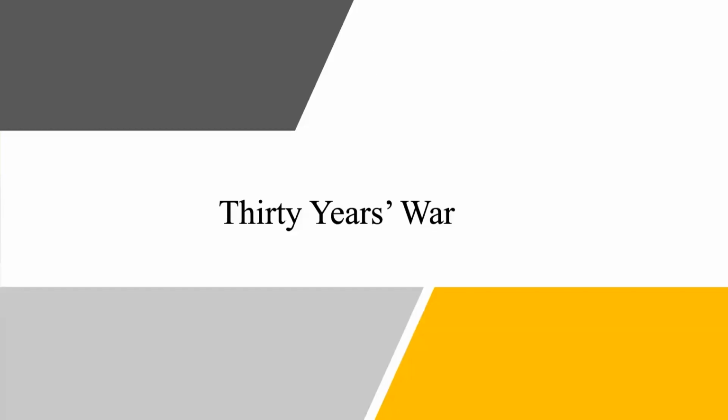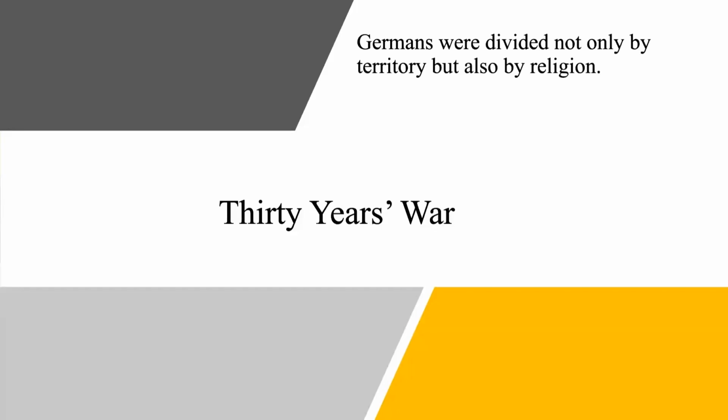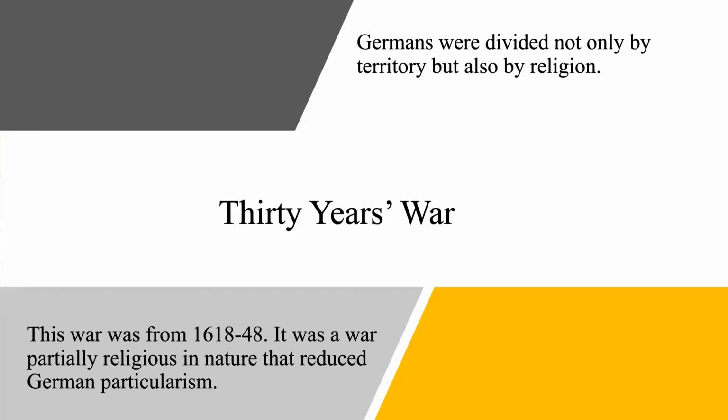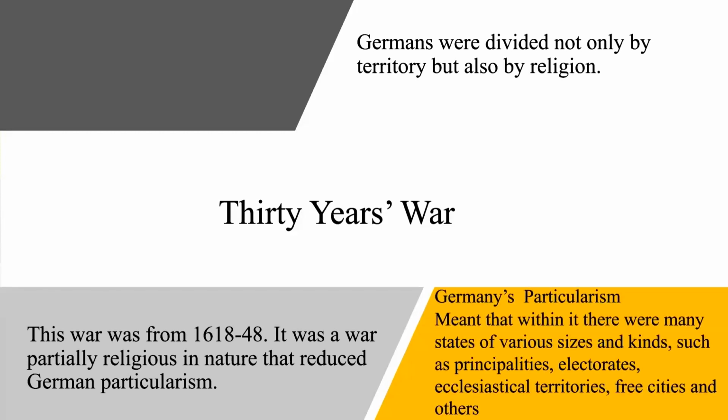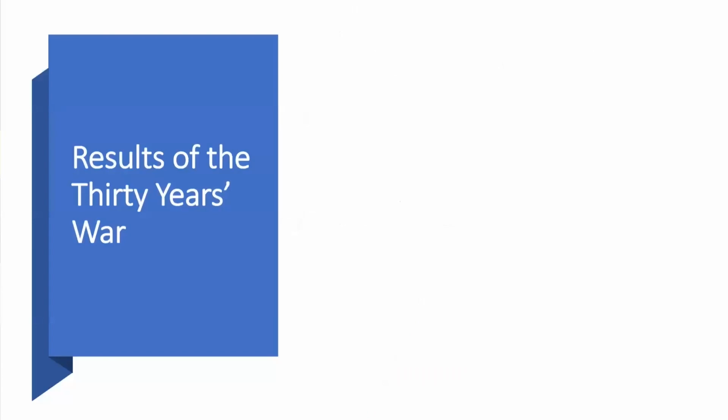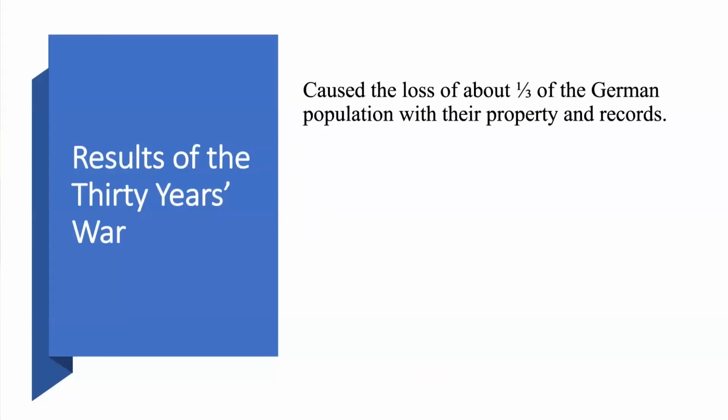30 Years' War. Germans were divided not only by territory, but also by religion. This war was from 1618 to 1648. It was a war partially religious in nature that reduced German particularism. Germany's particularism meant that within it there were many states of various sizes and kinds, including principalities, electorates, ecclesiastical territories, free cities, and others. Results of the 30 Years' War caused the loss of about 1/3 of the German population with their property and records.